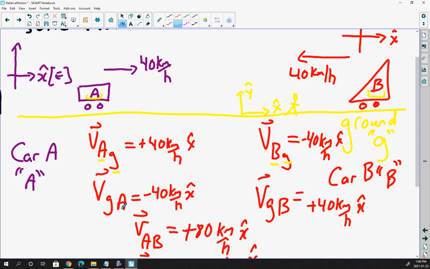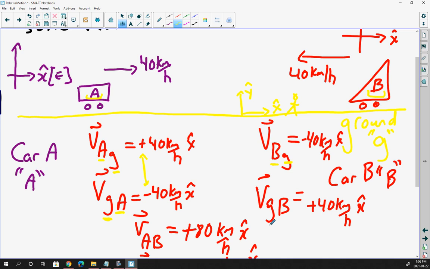Put yourself in car A right here, right? What does the ground look like it's doing? So the velocity of the ground with respect to someone who's in car A. Well, when you're in a car and you look at the ground, it looks like it's going backwards in the other direction you're moving. So the velocity of the ground with respect to car A would be negative 40 kilometers per hour x hat.